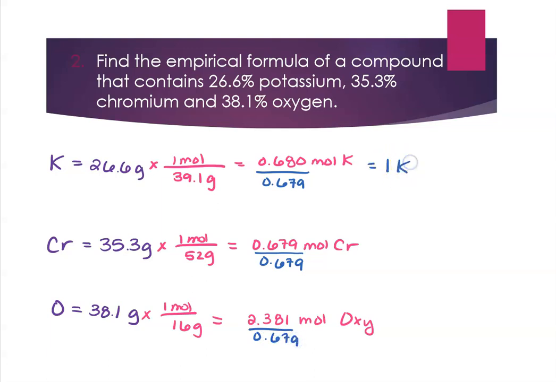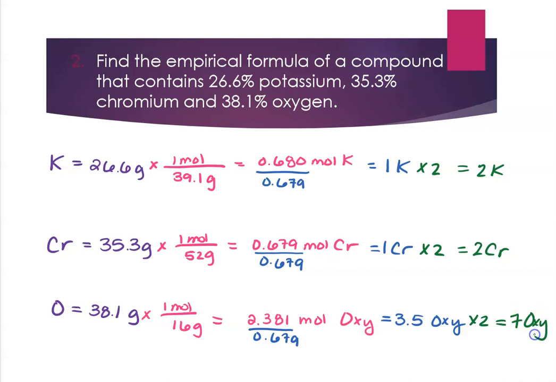So this gives me 1 K, 1 Cr, and 3.5 oxygens. So now I have 1, 1, and 3.5. So 3.5 needs to become a whole number. So the decimal 0.5 represents 1/2. So if I need to get rid of 1/2, I can multiply by its reciprocal, so I can multiply by 2. So I'm going to do times 2, times 2, times 2. I have to multiply all of them by 2, otherwise my ratio won't stay the same. So now I have 2 potassium, 2 chromium, and 7 oxygen.